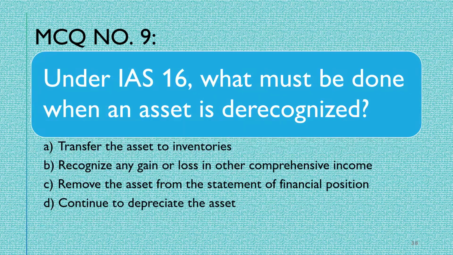Question number 9. Under IAS 16, what must be done when an asset is de-recognized? Transfer the asset to inventories, recognize any gain or loss in other comprehensive income, remove the asset from the statement of financial position, or option D, continue to depreciate the asset. And the correct answer is option C. When an asset is de-recognized, it should be removed from the statement of financial position.